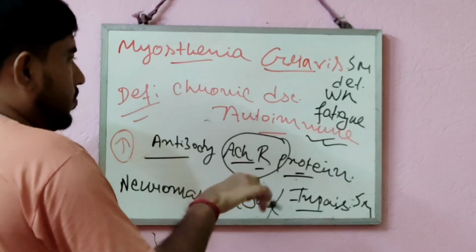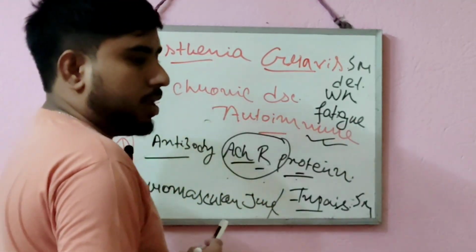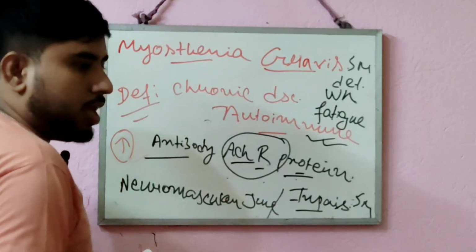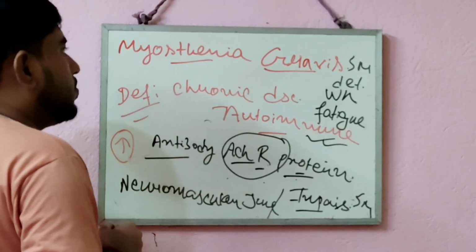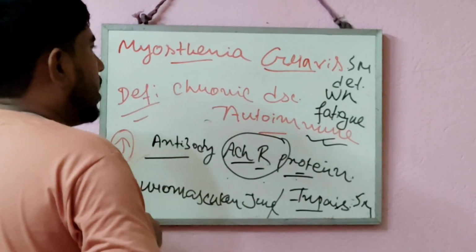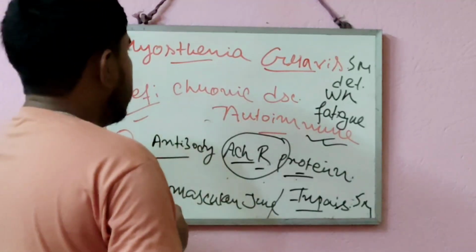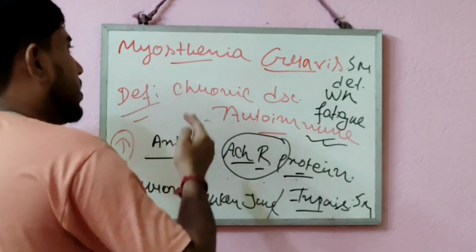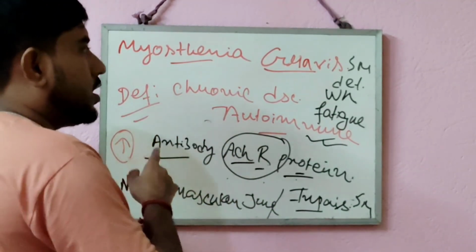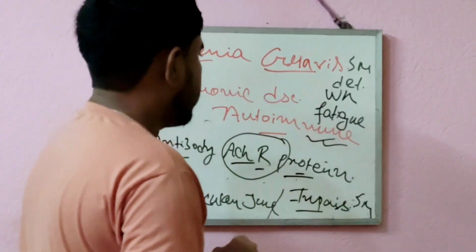So this is a simple introduction to myasthenia gravis. Now we are going to discuss the different symptoms by which we can understand that a patient is suffering from this particular disease, myasthenia gravis.